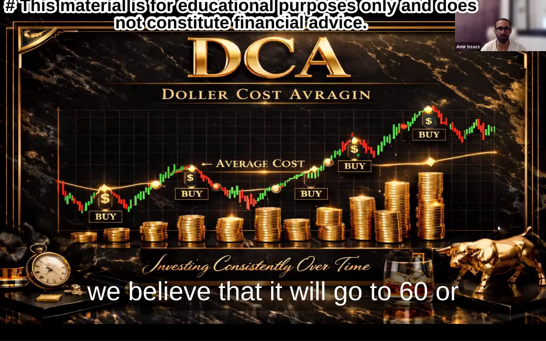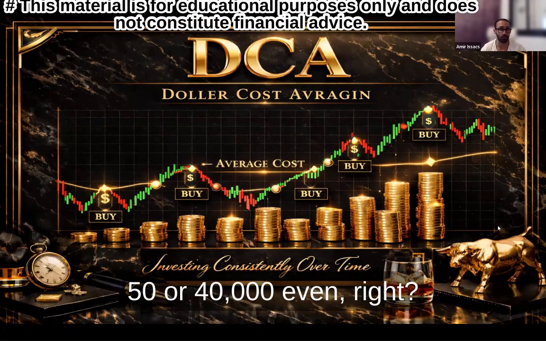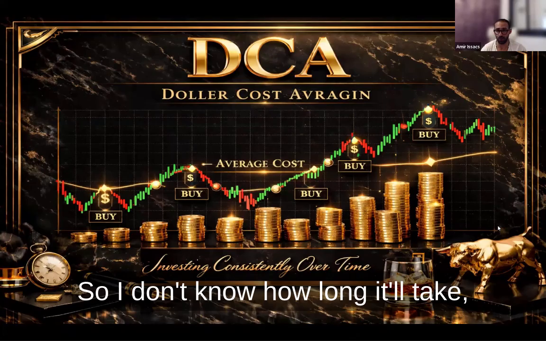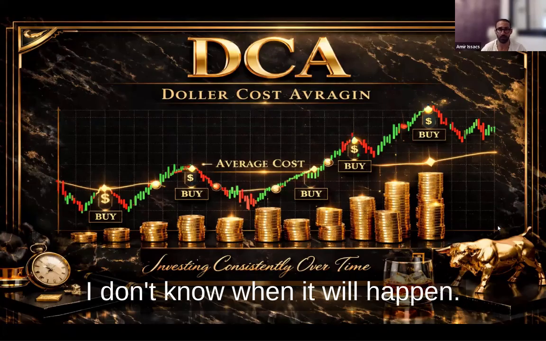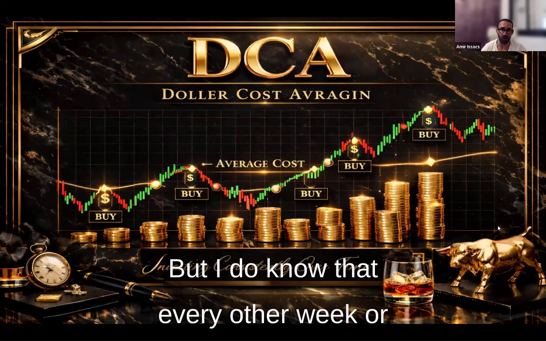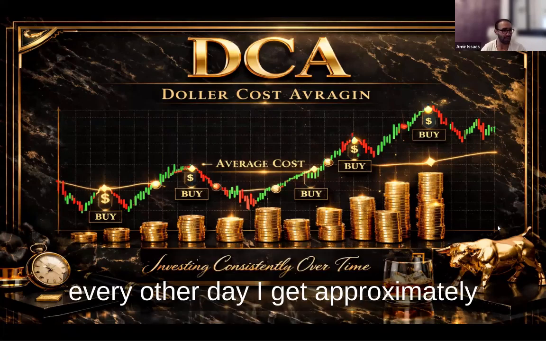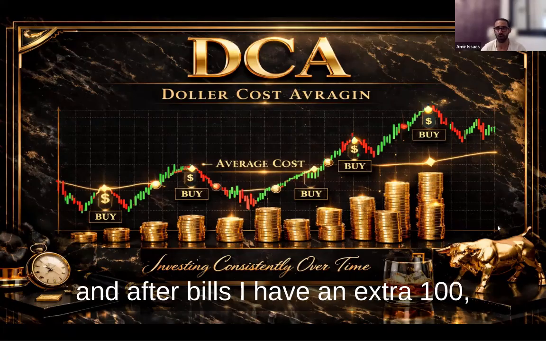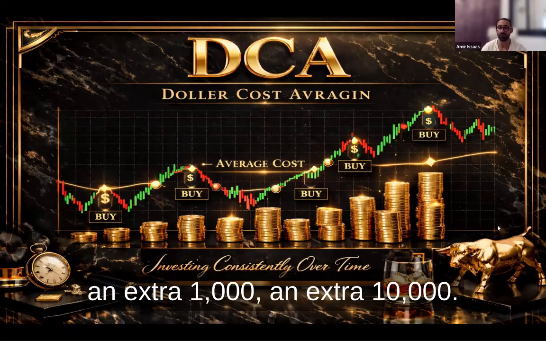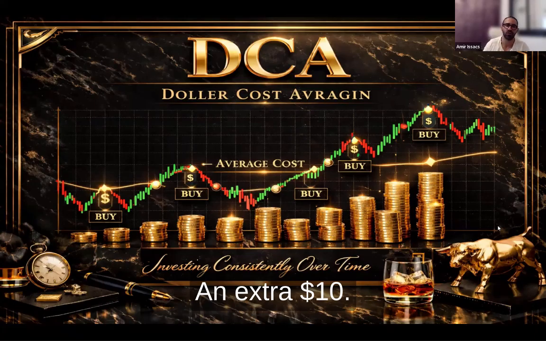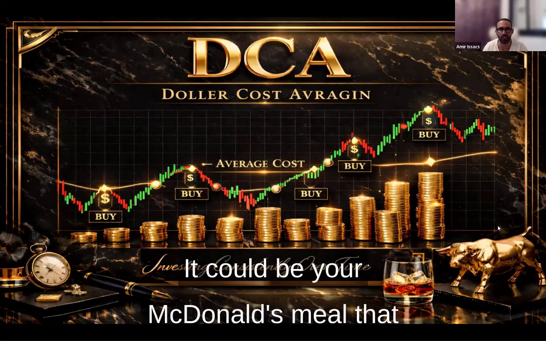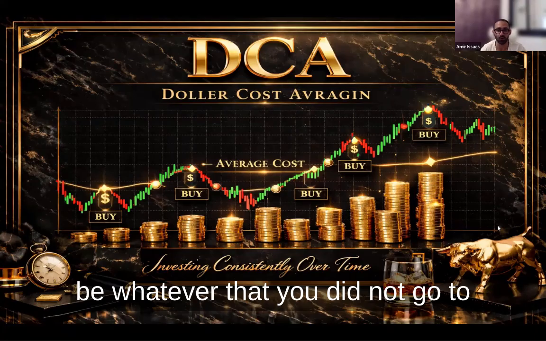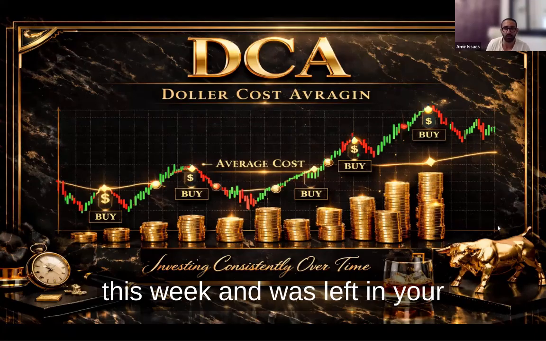Let's say right now, we believe that it will go to 60 or 50 or even 40,000, just for example. I don't know how long it'll take. I don't know when it will happen, but I do know that every other week or every other day, I get approximately an extra $100 after spending and after bills. I have an extra 100, an extra 1,000, an extra 10,000, an extra $10. It could be your McDonald's meal that you didn't get this week. It could be your fancy restaurant. It could be whatever you did not go to this week and was left in your pocket.